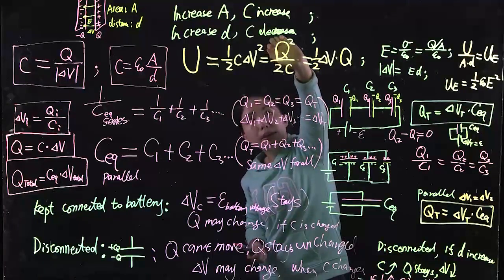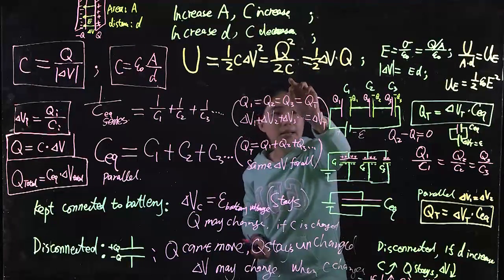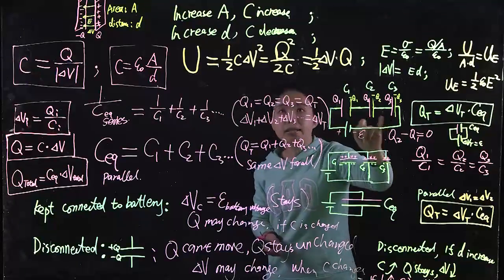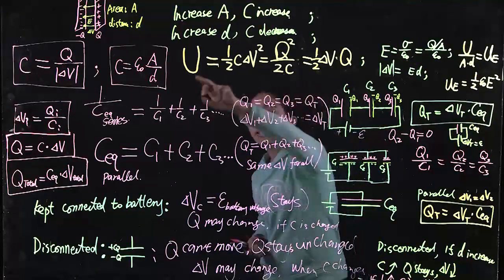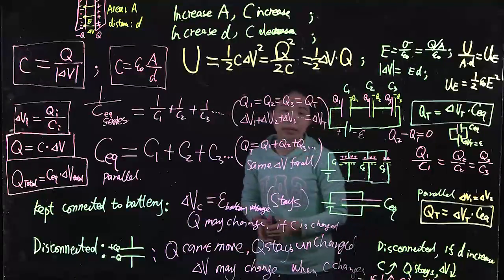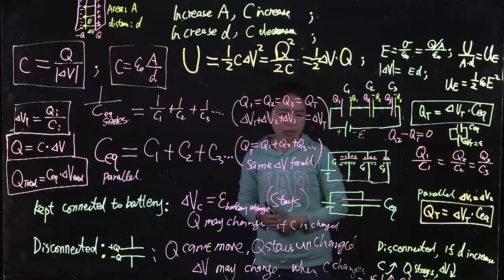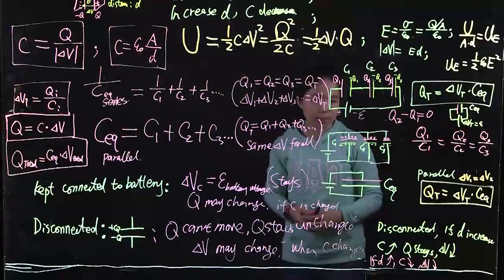Q and Q squared, they are all the same. We compare C. A larger C is going to have a smaller energy stored. A smaller C is going to have more energy stored. Okay? This can also be used when you consider this.